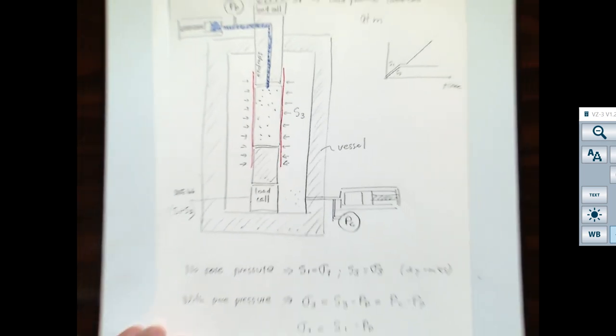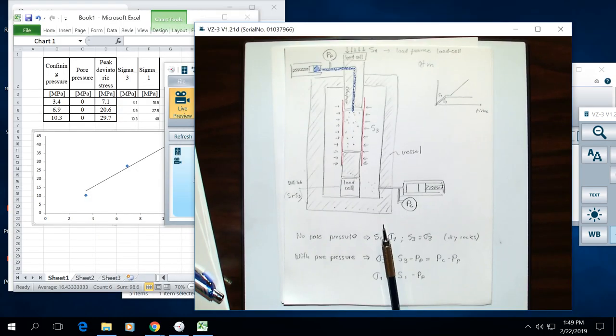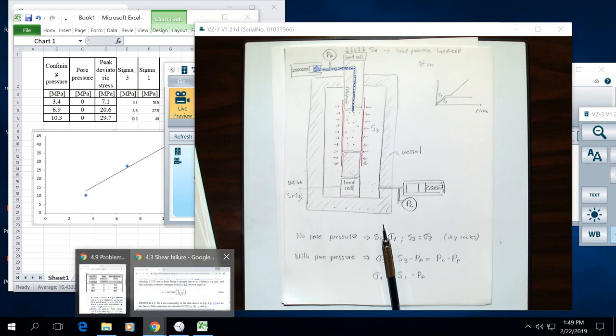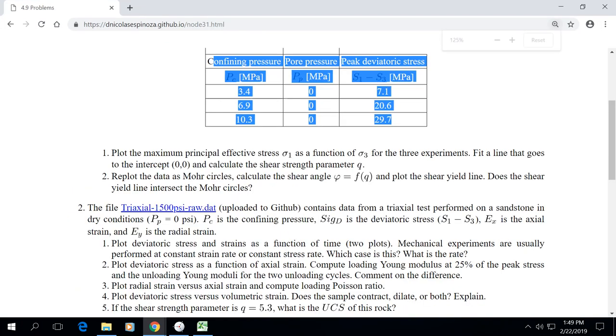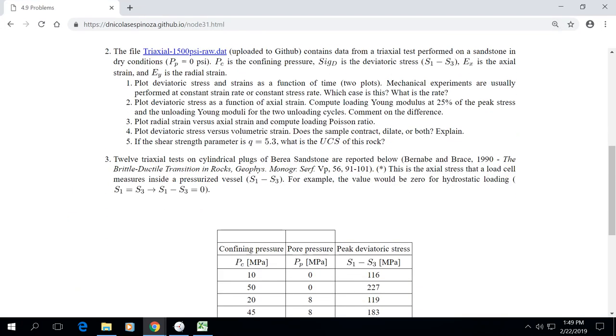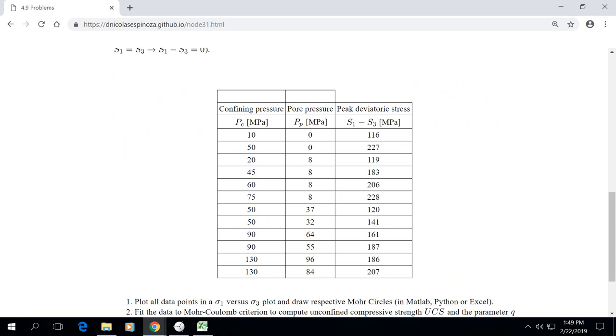So now, knowing this, you can start working on solving problem number 2 and problem number 3. Problem number 2, it's a triaxial test with a confining pressure, and still is a dry rock. And number 3, it's a test with a confining pressure, but now with a pore pressure. So make sure that you compute sigma 1 and sigma 3 correctly, okay?